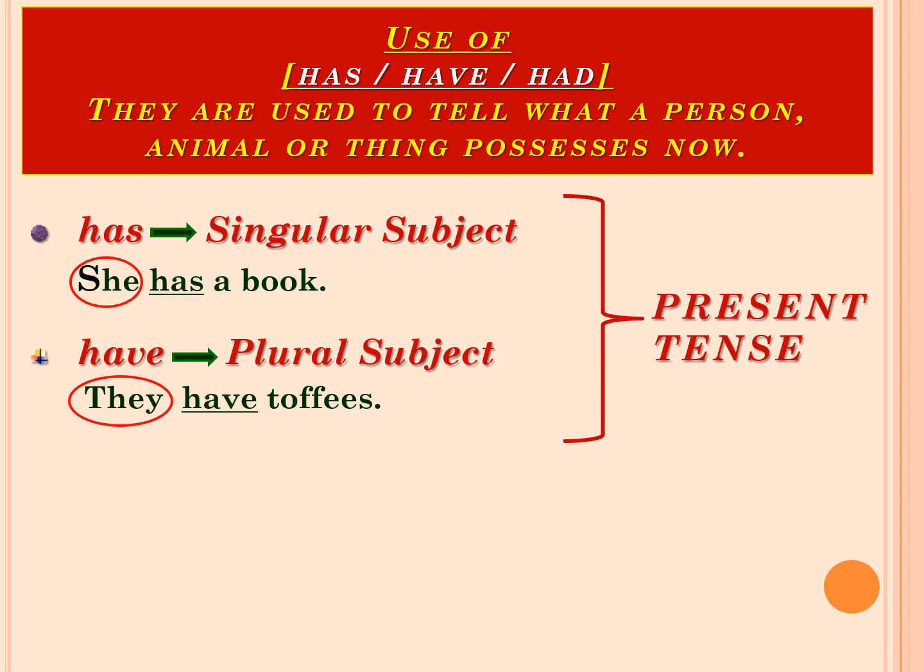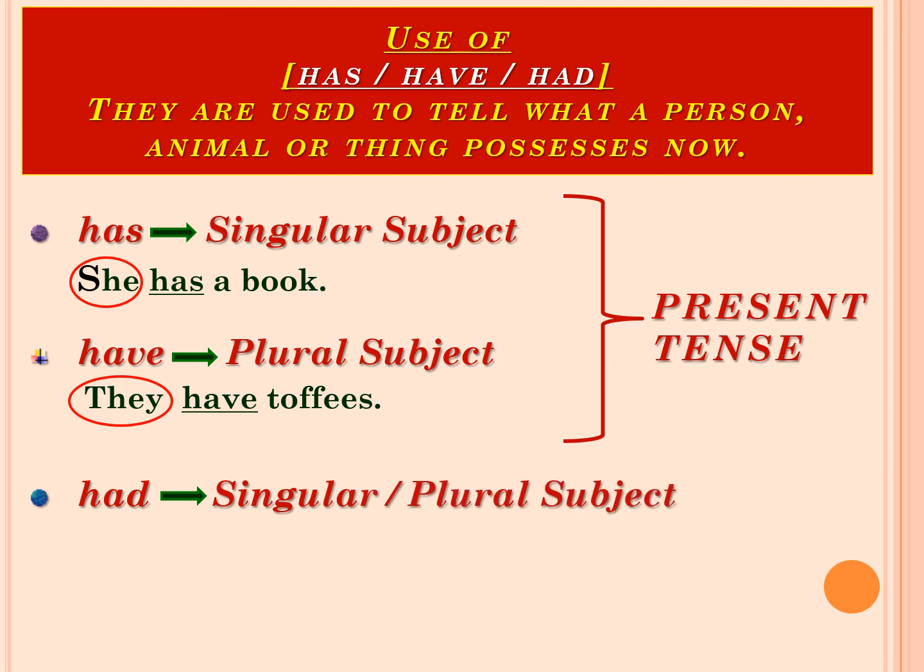But always remember, has and have are only used with present tense. That means if the sentence is talking about present, only then we will use has or have to show possession. In case the sentence is not in present tense, it is in past tense, then has or have will not be used. They will be replaced by had. And it is really simple. Here, it does not matter at all whether the subject is singular or plural. In both cases, we will only use had.